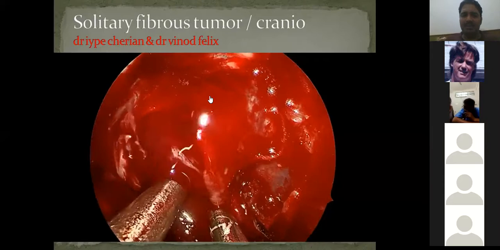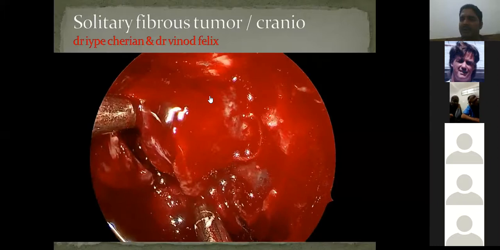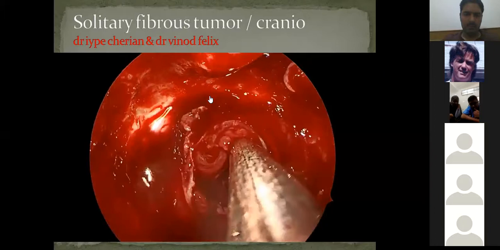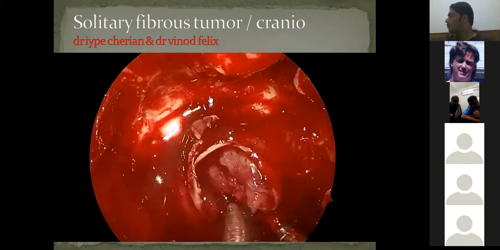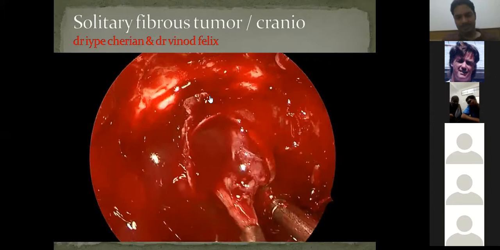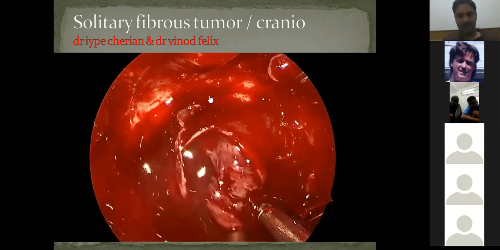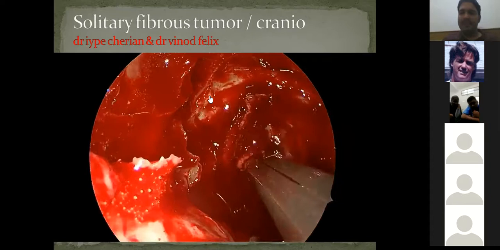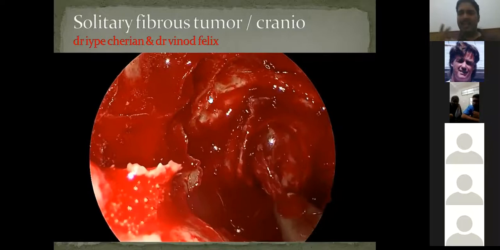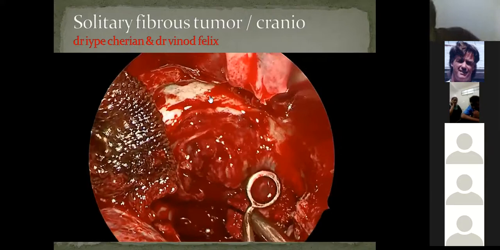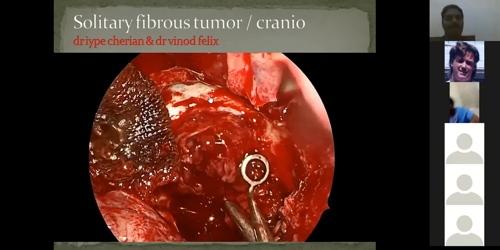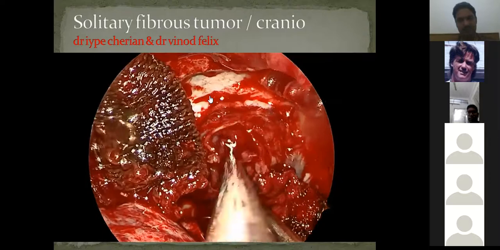We are not able to remove it with the suction tips. It's not coming out with the curette. So we had to go extracapsular around the tumor. So that's the tumor being removed. As you can see, we are taking some biopsy and then we tried various instruments to get it off, but it is very fibrous. We are trying curettes, we are trying various instruments, but the tumor is not coming out.